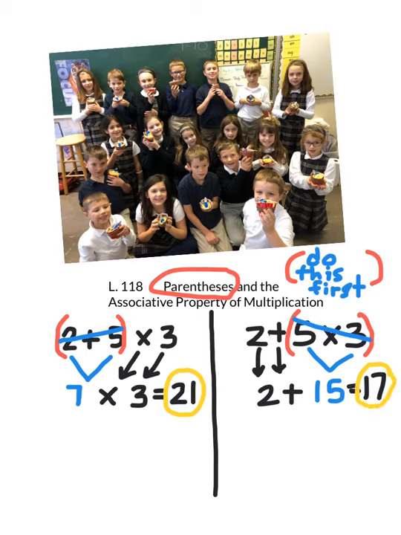So boys and girls, why did we get different answers? Why do you think? Well, it's because we had different operations that we did in a different order. So in this problem, we did adding first. In this problem, we did multiplication first. So that different order caused our answers to be different. Now let's do another one like that on the next page.